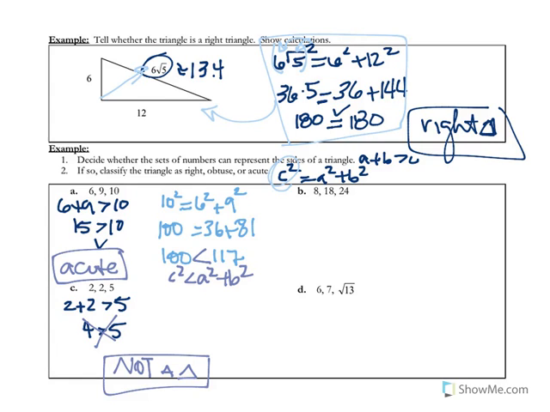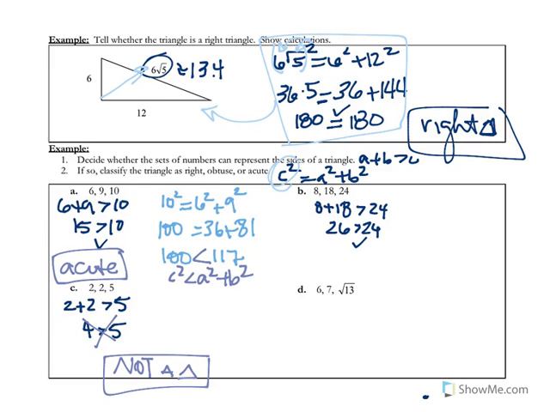Next. All right, now you have 8, 18, and 24. So I'm going to do 8 plus 18 is greater than 24. 8 plus 18 is equal to 26, and that is greater than 24. So that is a triangle.